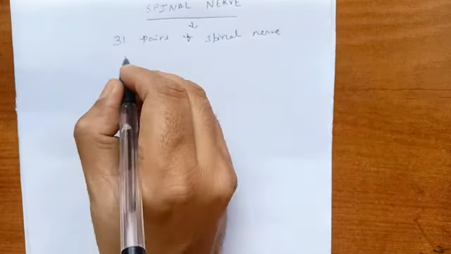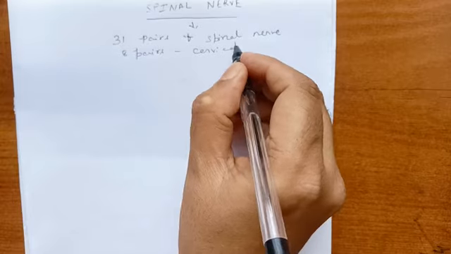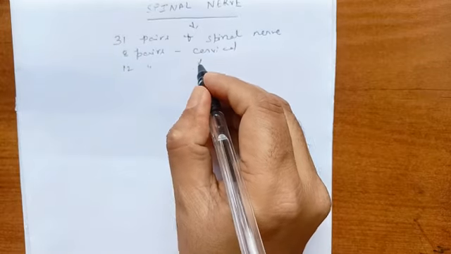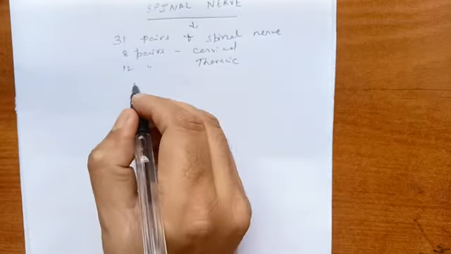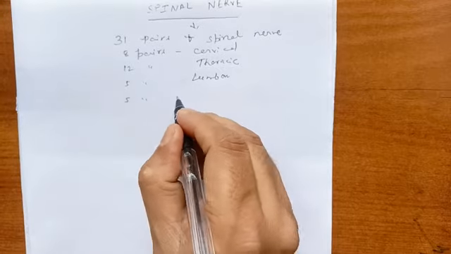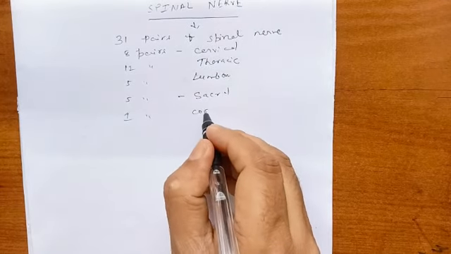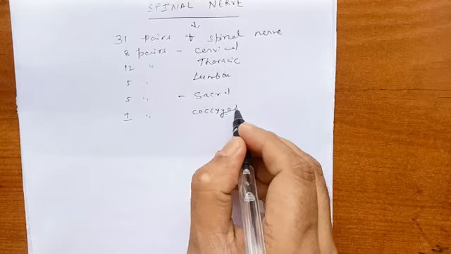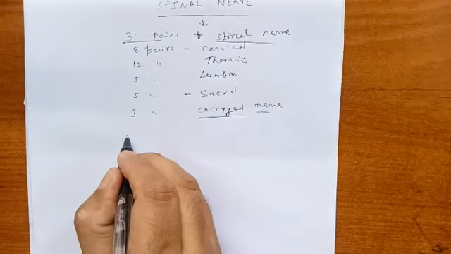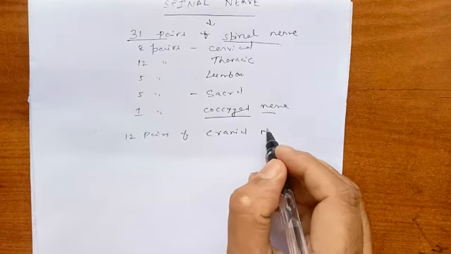What are the 31 pairs? The 8 pairs cervical, the 12 pairs of thoracic, the 5 pairs lumbar, the 5 pairs sacral, and the 1 pair coccygeal nerve. Thus there are 31 pairs of spinal nerves, and 12 pairs of cranial nerves.